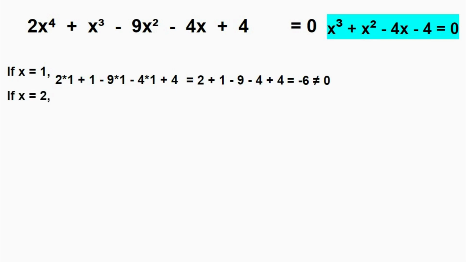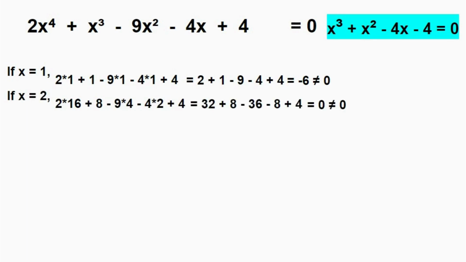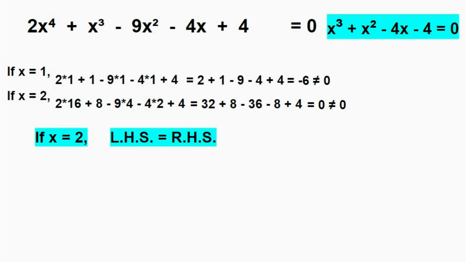Let's put 2. We get 2 into 16, plus 8, minus 9 into 4, minus 4 into 2, plus 4. This time we get 0. That means x is equal to 2. If you are told to find a value of x, then your job is done, as we got one value. But here we will find all values. So here the factor will be x minus 2. We just shifted the 2 to the left side to find the factor. So, the first step is done.